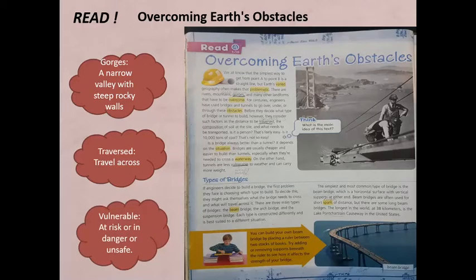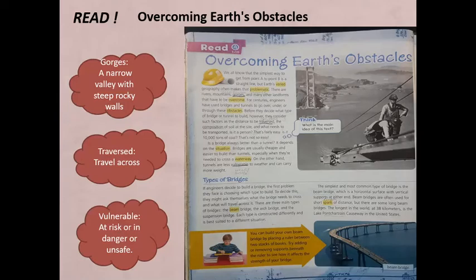Types of bridges. If engineers decide to build a bridge, the first problem they face is choosing which type to build. To decide this, they might ask themselves what the bridge needs to cross and what will travel across it. There are 3 main types of bridges: the beam bridge, the arch bridge, and the suspension bridge. Each type is constructed differently and is best suited to a different situation.